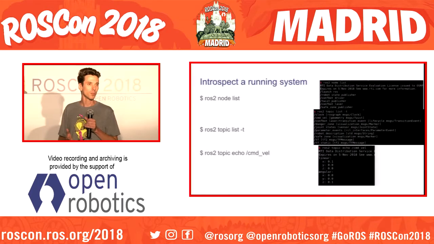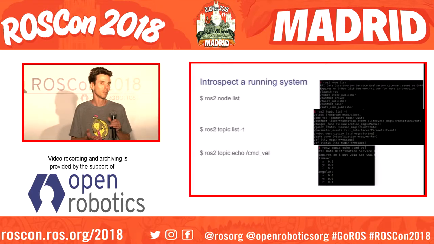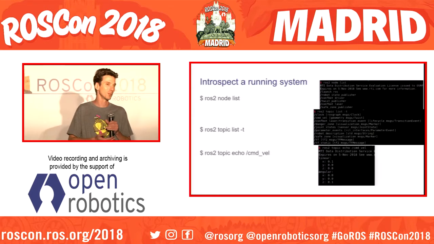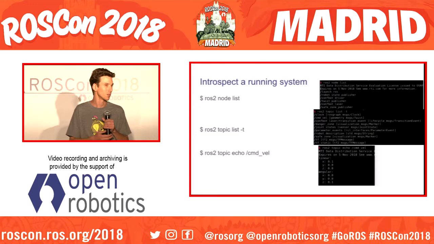We saw some of the ROS2 command line tools, how to introspect a running system. Most of them you should be pretty familiar with because they're pretty similar to ROS1. We're trying to have a similar experience. So ROS node list, ROS topic list, ROS topic echo, ROS topic pub.